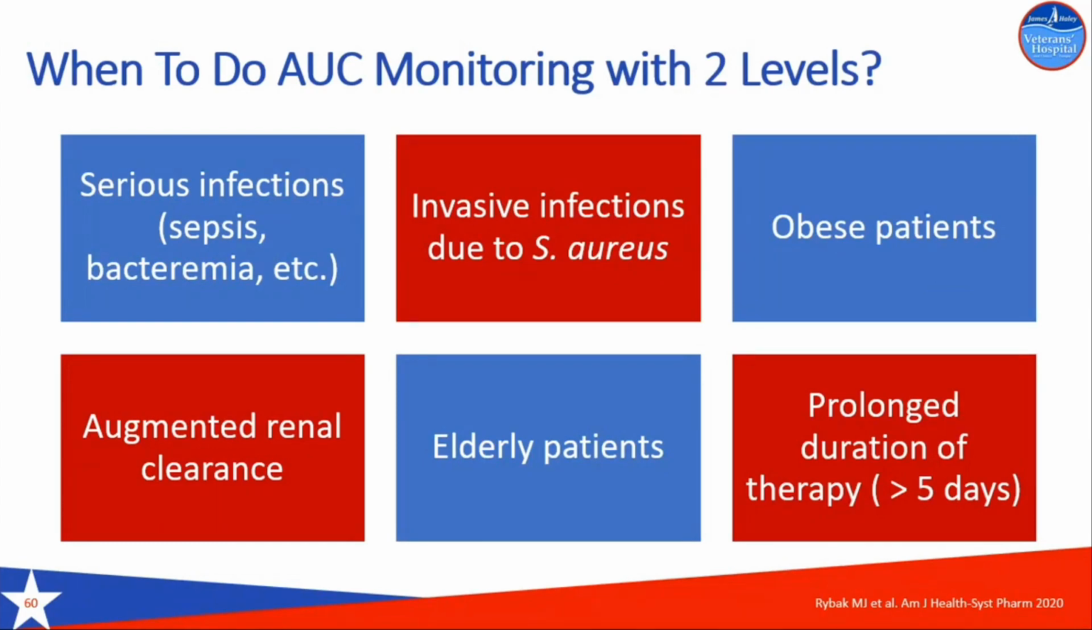So what do we do once we have those 2 levels? Obviously, we're calculating the patient's area under the curve. We want to do this with basically all the patients who are listed on the screen. So if you have an invasive infection due to Staph aureus, if therapy is going to be ongoing for more than 5 days, if you're treating a serious infection, or you have an obese or an elderly patient where you want to make sure that you're not overdosing them.